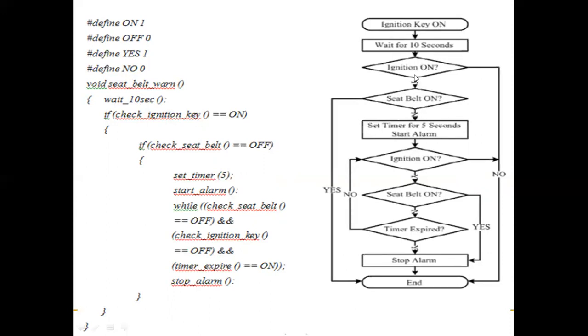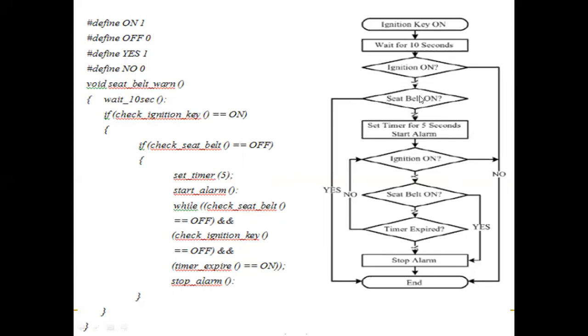So if the ignition is on, that is the yes state. If it is no, it will go directly to end. If it is yes, it will check whether the ignition key is on or off. If the ignition is on, it will check whether the seat belt is fastened or not. If the seat belt is fastened, it will go to end.